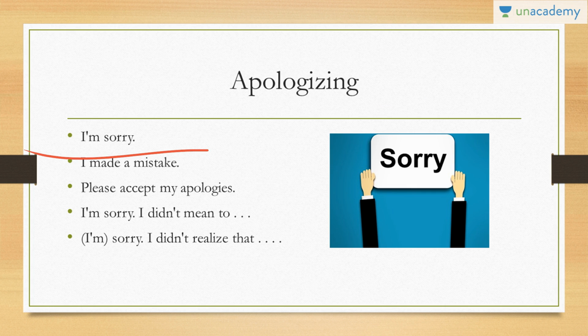I'm sorry. I made a mistake. Please accept my apologies. I'm sorry. I didn't mean to. I'm sorry. I didn't realize that. Whatever you want to say, right? So these are formal ways of apologizing.